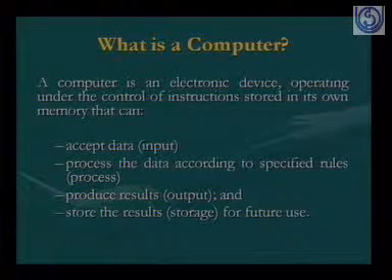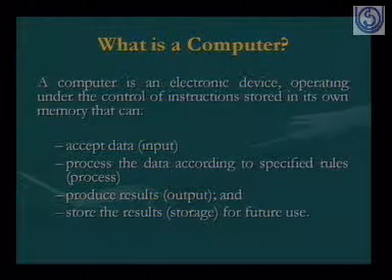So now we can start with what is a computer. If you see this definition, a computer is an electronic device operating under the control of instructions stored in its own memory, which can accept the data, process the data according to specified rules which have been given, produce results, and then store the results for future use. So it is a machine.